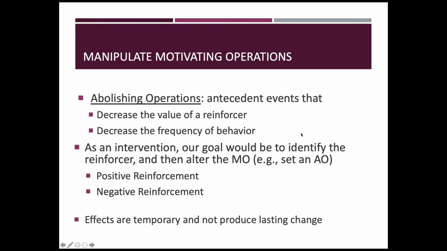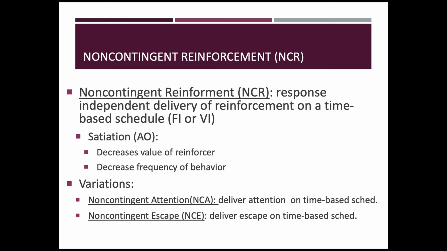That is, if my problem behavior is maintained by social positive reinforcement in the form of attention, that attention only is a high value reinforcer when I'm not getting attention, right? Or when I've had a period without attention. So therefore, I'm going to engage in behavior to access attention. But if that attention is given to me freely, not contingent on behavior, that means the value of it will decrease, right? So I will not engage in problem behavior to get the attention. So as an intervention, our goal would be to identify the reinforcer via functional analysis and then alter the MO, right? We want to set an abolishing operation. So these are pretty effective interventions, and they're all referred to as non-contingent reinforcement.